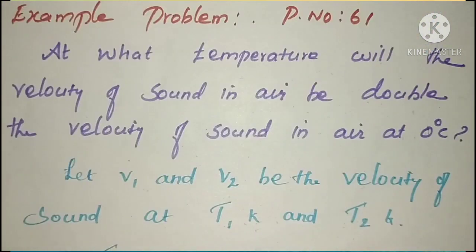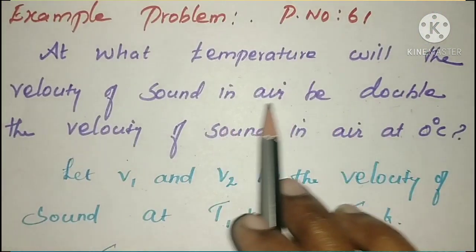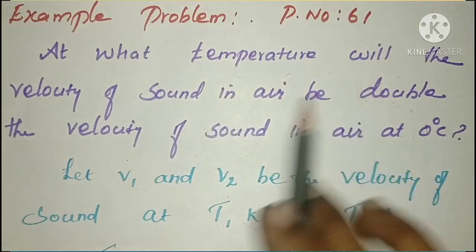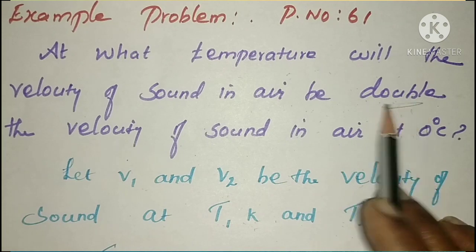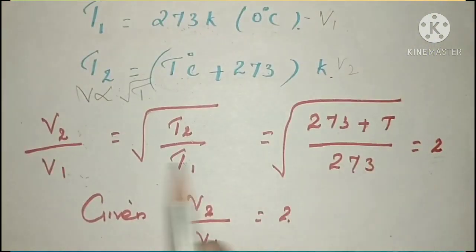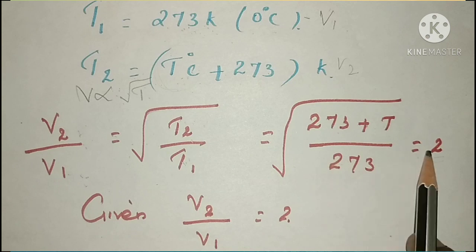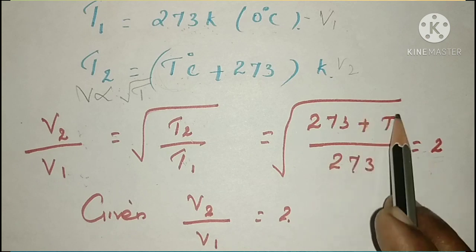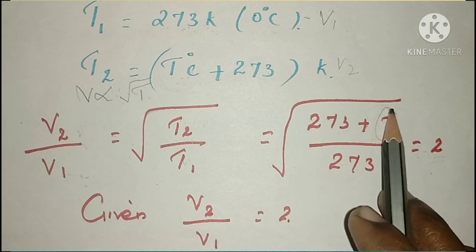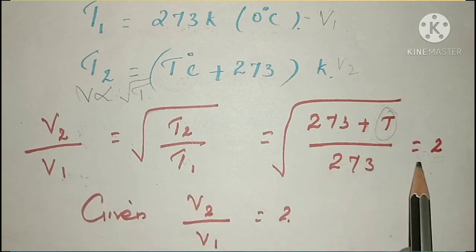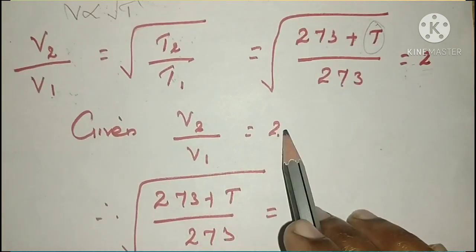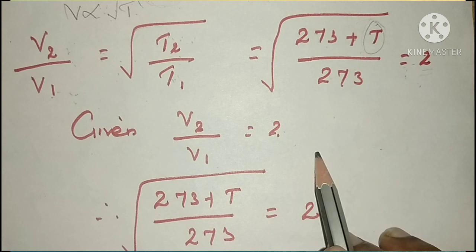See the question. At what temperature the velocity of the sound will become double? Double that value they have given, no? That's why here we are taking this 2. V2 by V1 is equal to 2. At what temperature? This T only we are going to calculate. At what temperature the velocity will become double. Isn't it?